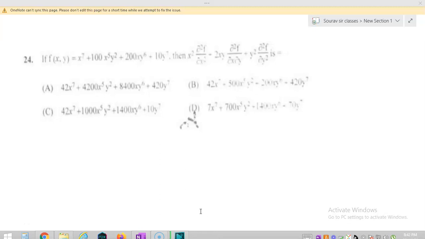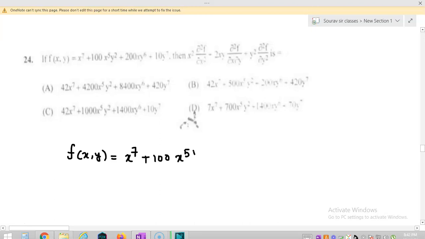Now let us solve question number 24, which says that f of x, y is a function. I am writing f of x, y, as I think it's too hazy. f of x, y is equal to x to the power 7 plus 100 x to the power 5 y square plus 200 x y to the power 6 plus 10 y to the power 7. Okay, this is our f of x, y.